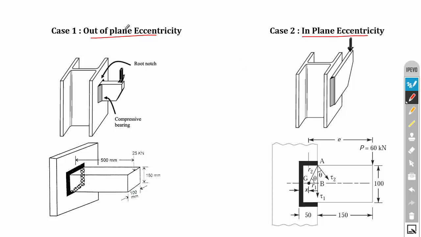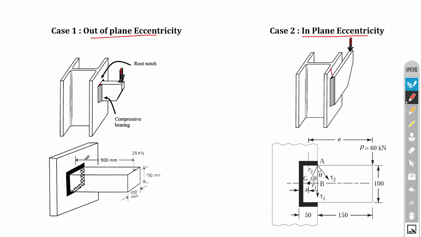First I'll tell you the difference between out of plane eccentricity and in plane eccentricity. In the case of out of plane eccentricity, the welding and the loading are acting on different planes, so they are not acting on the same plane. In the case of in plane eccentricity, the welding and the load are acting on the same plane. That is the difference between out of plane and in plane eccentricity.